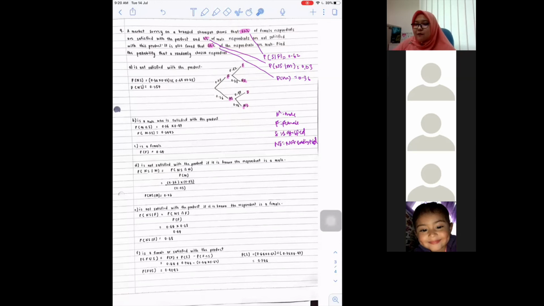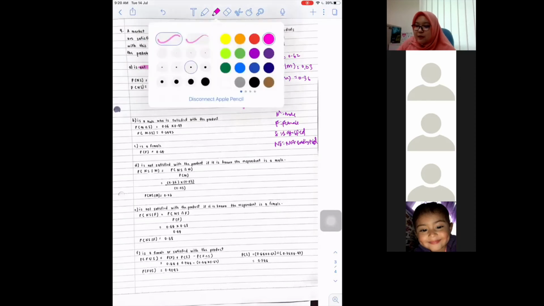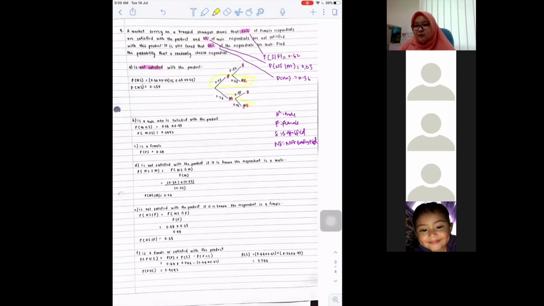The first question: find the probability of not satisfied. So this is the law of total probability. Not satisfied is here, depending on these two conditions. So just multiply this plus multiply this. Law of total probability. Then you'll get the answer.